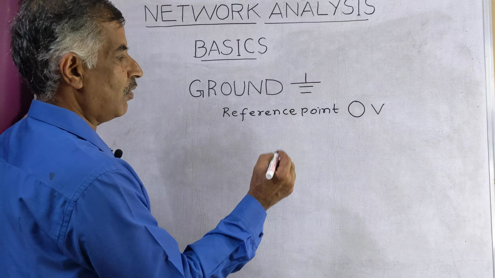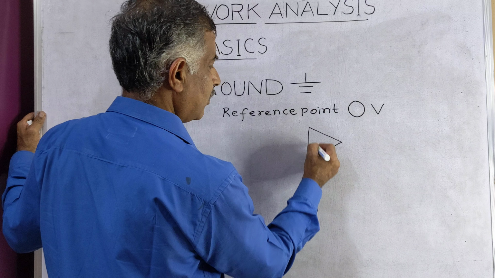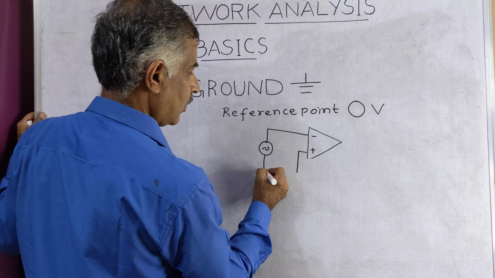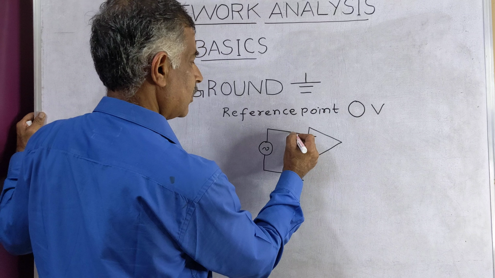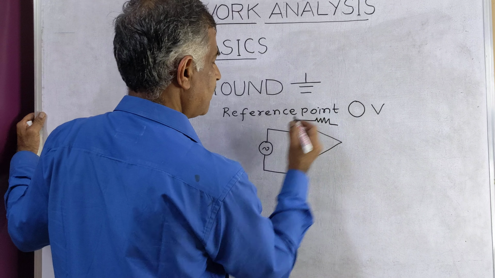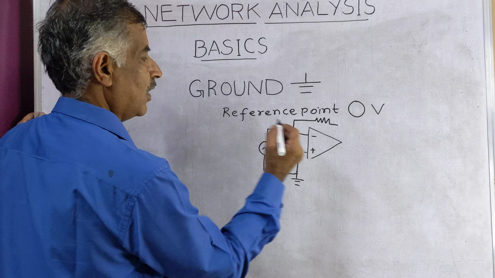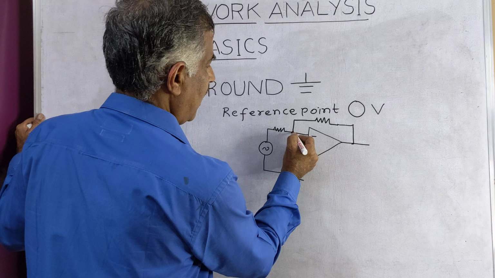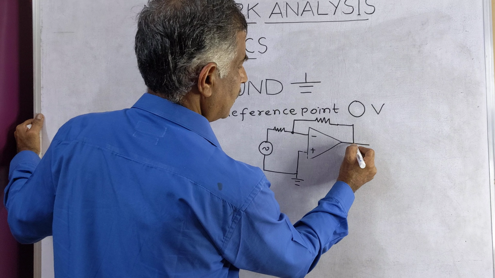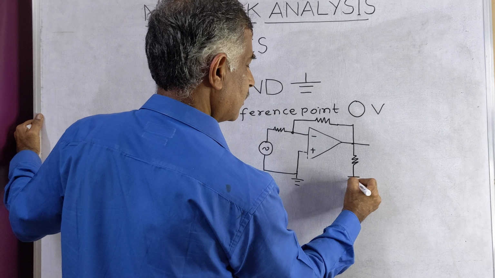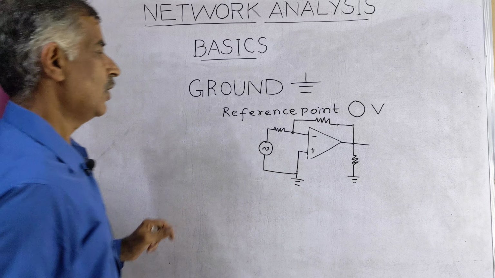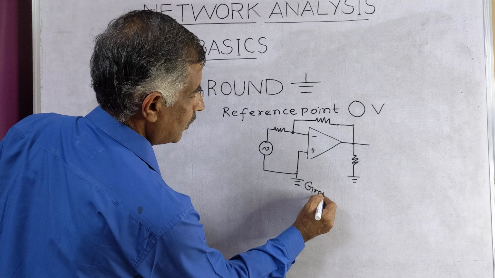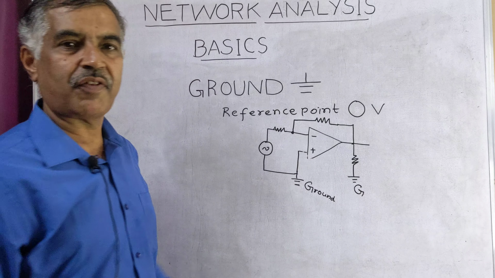Now, for example, I will give an op-amp circuit, and in this op-amp circuit, we have a ground. This is an amplifier circuit. This is an inverting amplifier. And here, ground. This is what is called ground. This is also ground. Ground means reference point, 0 volts.